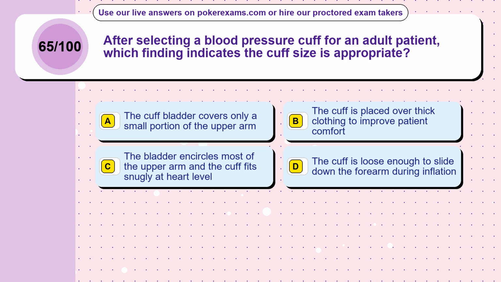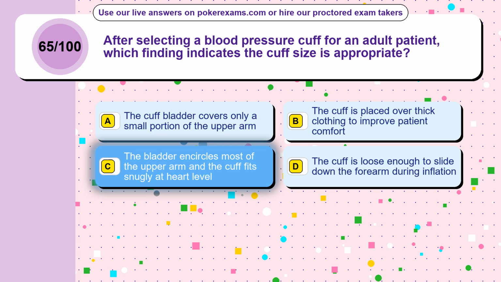Question 65. After selecting a blood pressure cuff for an adult patient, which finding indicates the cuff size is appropriate? Option A. The cuff bladder covers only a small portion of the upper arm. Option B. The cuff is placed over thick clothing to improve patient comfort. Option C. The bladder encircles most of the upper arm and the cuff fits snugly at heart level. Option D. The cuff is loose enough to slide down the forearm during inflation. The correct answer is option C.